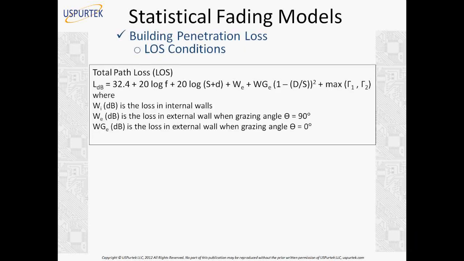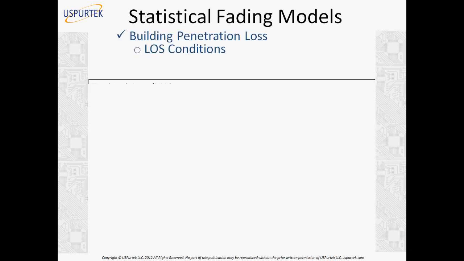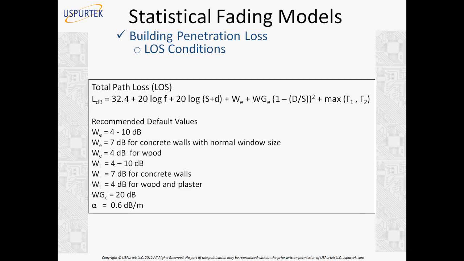So then we have line of sight conditions, total path loss. Here again we are describing more parameters. Wi is the loss in internal walls, We is the loss in the external wall when the angle is 90 degrees, and Wge is the loss in the external wall when the grazing angle is 0. So it's mostly mathematics here, but we're just going through it.